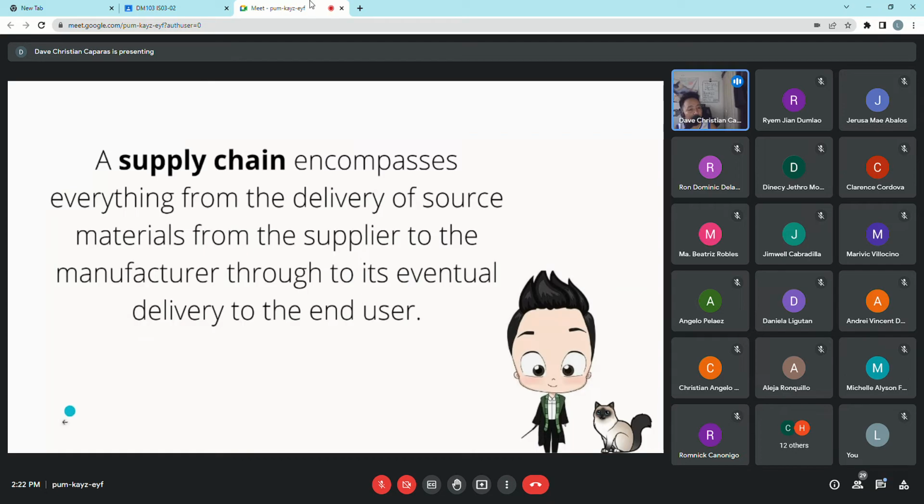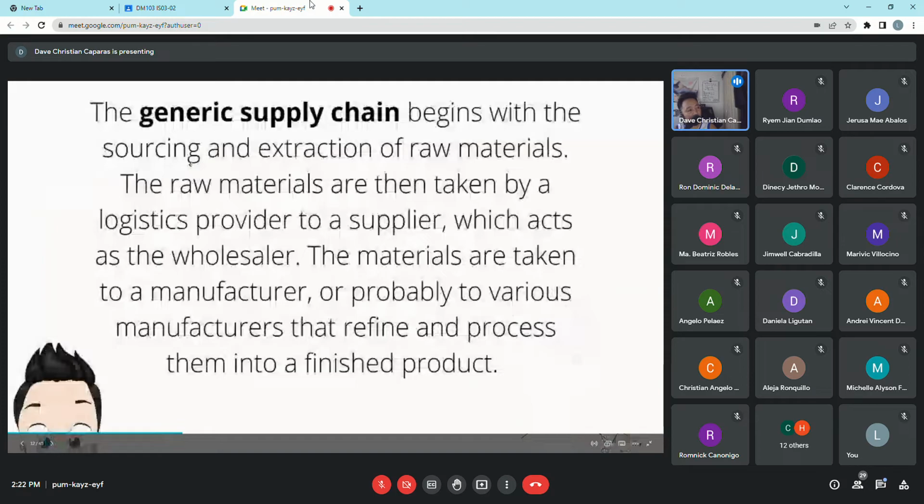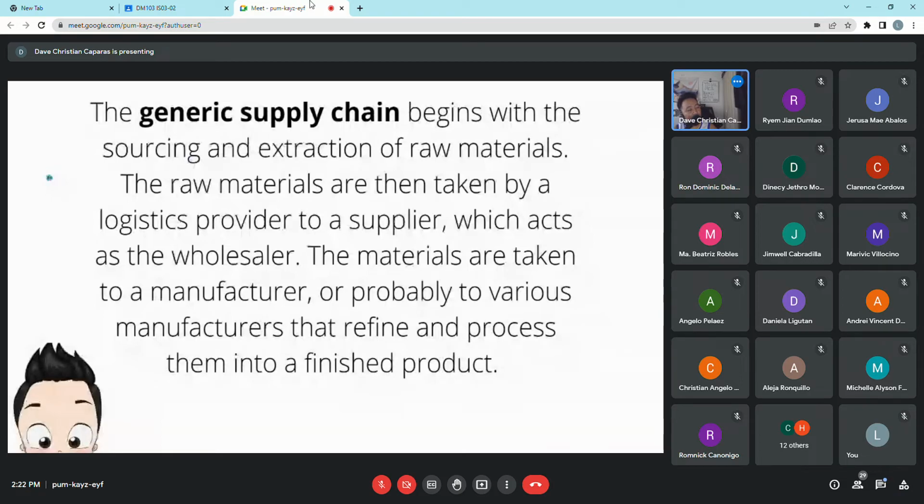Ngayon, there is what we call a generic supply chain. So, hindi ito yung generic na drugstore. Ang corny naman. Anyway, so a generic supply chain begins with the sourcing and extraction of raw materials. So, sino may responsibility doon? Syempre, yung supplier. So, the raw materials are then taken by this logistics provider to a supplier. So para ma-move yung raw materials o yung resource na in-extract natin from one location papunta doon kay supplier, kailangan natin na magta-transport, right? Hindi transformers, no?